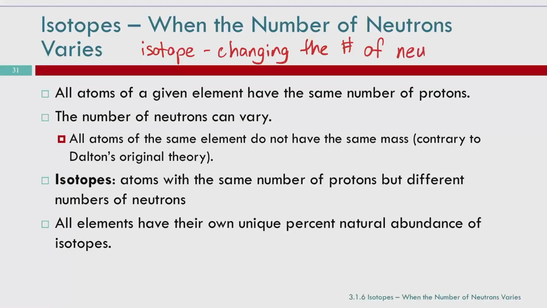So isotopes are when we change the number of neutrons. Thank you for closing the door.